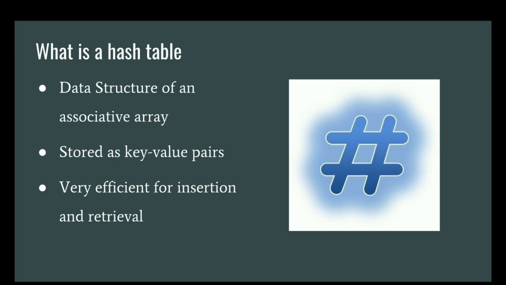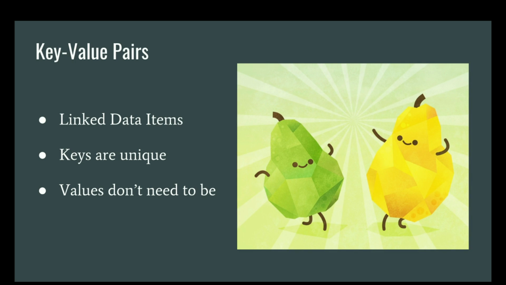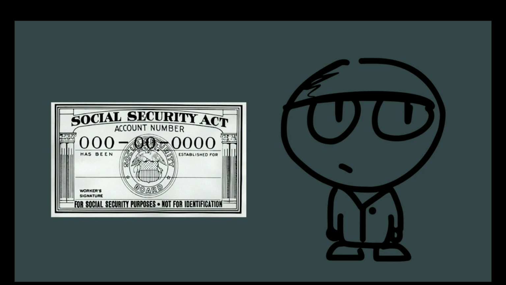Now, I talked about key value pairs, and let me explain what those are real quick. Key value pairs are simply linked data items. So if you have a data, for example, some object, there's a key and a value that's associated with it. Keys are unique, and the values that are associated with the keys don't necessarily have to be unique. It's just the keys, because when we store the data into the hash table, it's also always based on the key.